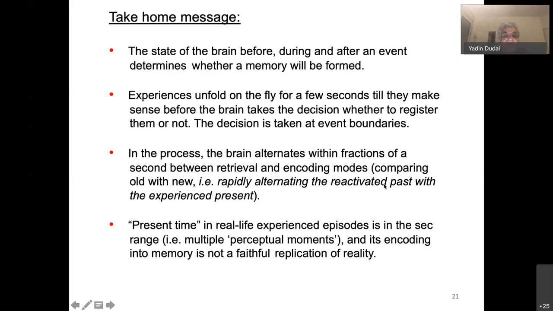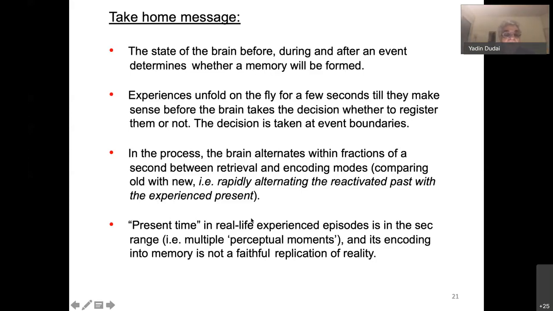Present time in a real-life experienced episode is in the second range, which are multiple perceptual moments, because perceptual moments, if you remember from the beginning, even there we said they're much briefer, they're fractions of a second. And its encoding into memory is not a faithful replication of reality. This emerges from here because it's not the present time only that determines when memory will occur. It's something that happens before and something that happens after. So what you encode is not what happens in time present. It's not a replication of the representation there, because you contaminate, we used to say. But the terminology in science is different than from real life. You contaminate the present with the past and the future, the close future, the immediate future.